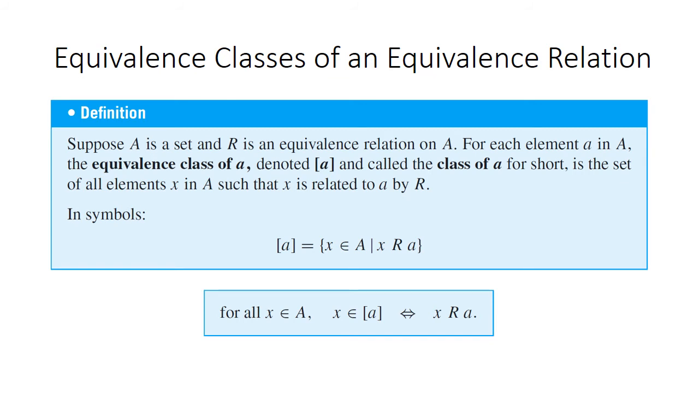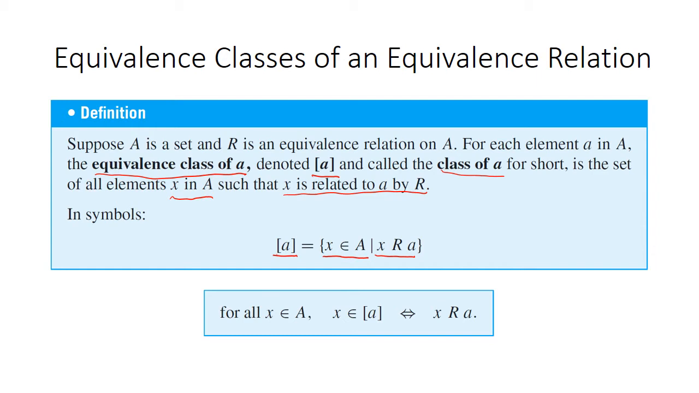Okay, so now let's talk about the equivalence classes of an equivalence relation. If you have a set A and R is an equivalence relation on A, then for each element little a in big A, the equivalence class of little a, which is denoted bracket a, called the class of a for short, or the equivalence class of a for long, is the set of all elements x in A such that x is related to a by R. Symbolically, bracket a is the set of all little x in big A such that x is related to a by R.